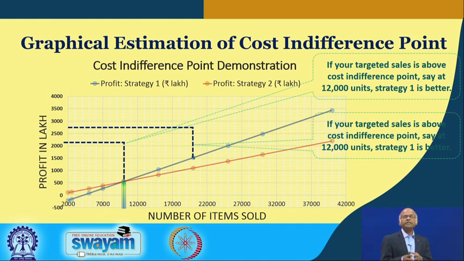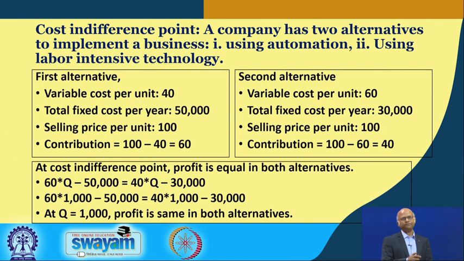In that case, obviously you have to go for automation, because if you go for labor intensive model, your profit is visibly very much low. Whereas, suppose your sales projection is something like, say, 5,000 units. For 5,000 units, if you go for labor intensive model, you make more profit. So, unless you have a future prediction about higher and higher sales, you should obviously not go for the automatic model.